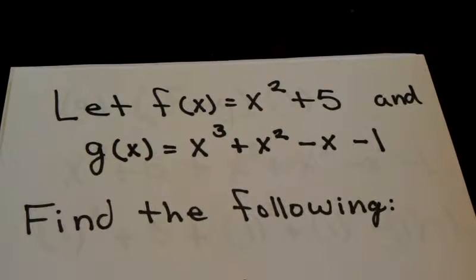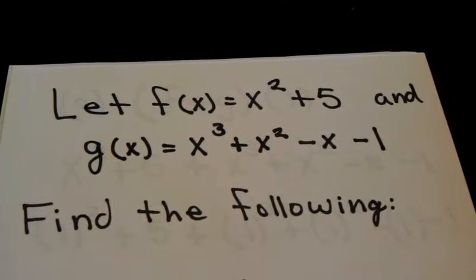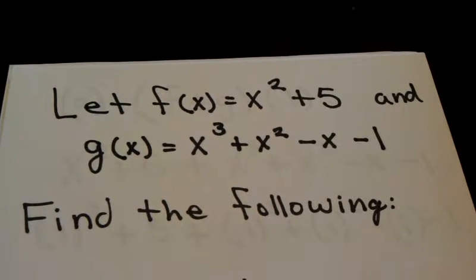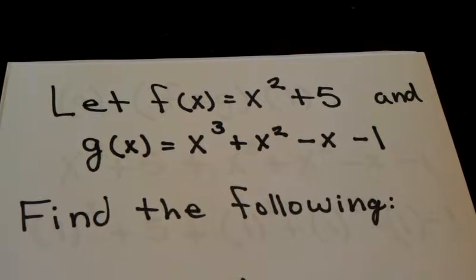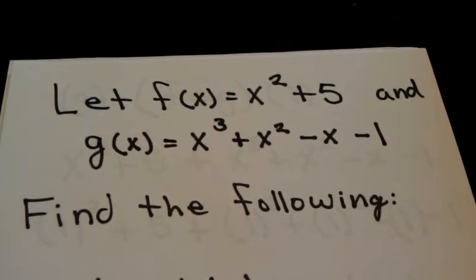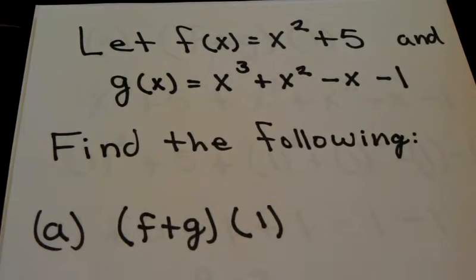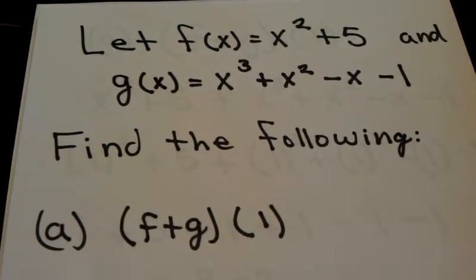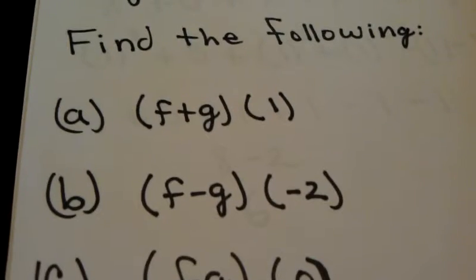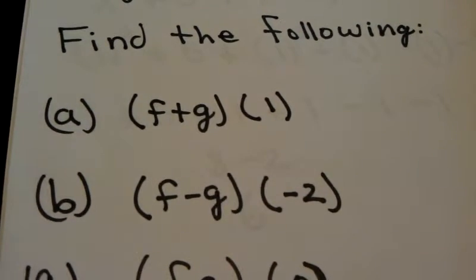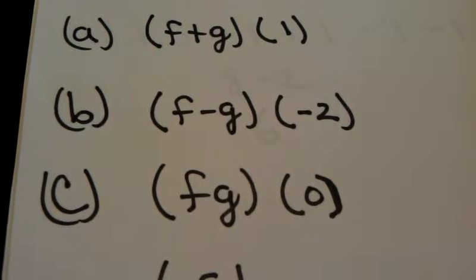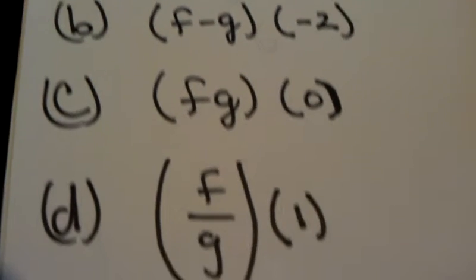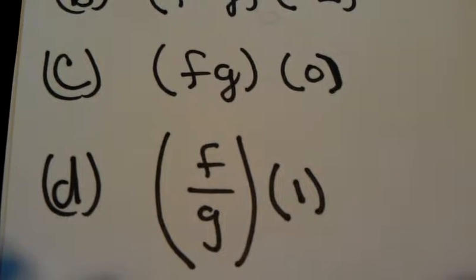We have to let f of x equal x squared plus 5 and g of x equal x cubed plus x squared minus x minus 1. Now we must find the following. A, f plus g with the input of 1. B, f minus g with the input of negative 2. C, f times g with the input of 0. And D, f divided by g with the input of 1.